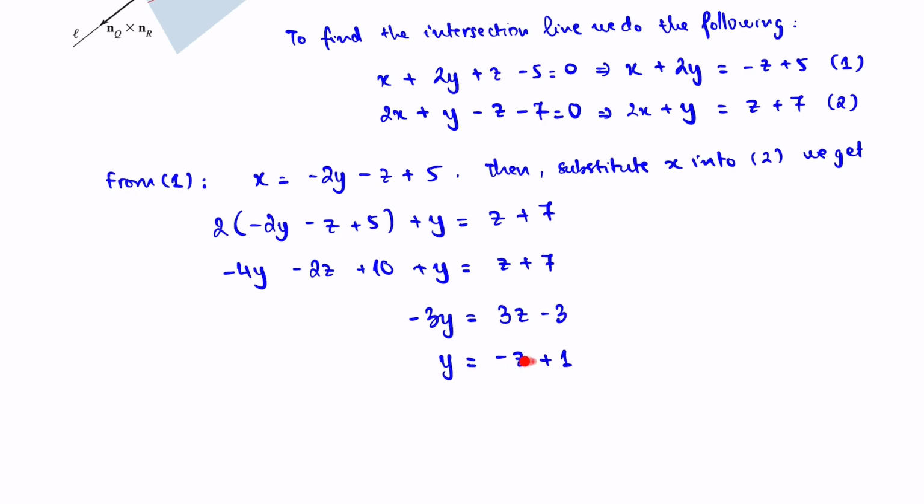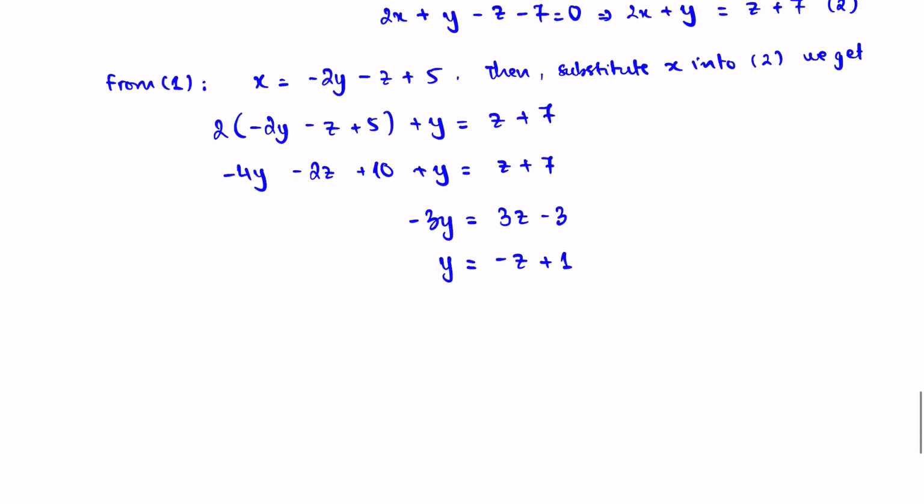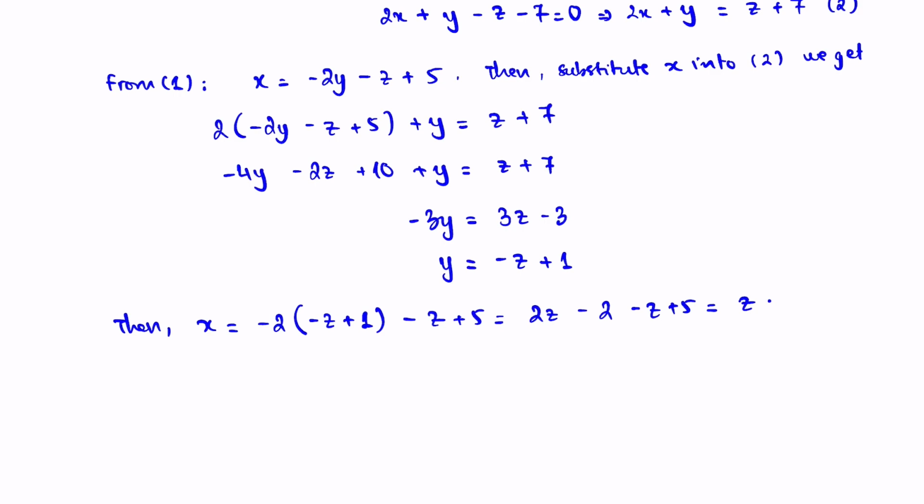Now you have y in terms of z only. You can substitute y back into this equation, and then x = -2(-z + 1) - z + 5 = 2z - 2 - z + 5. You get z + 3 for the answer. x is solved in terms of z only, and y is written in terms of z only.